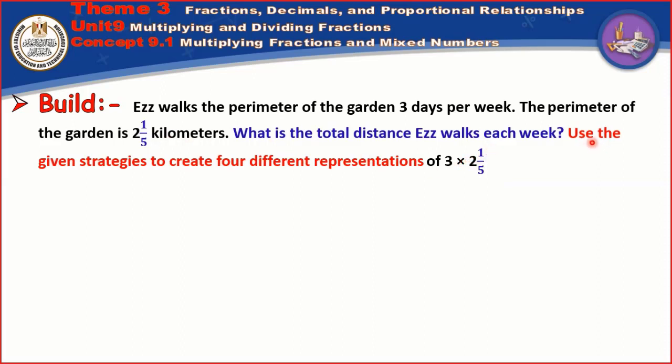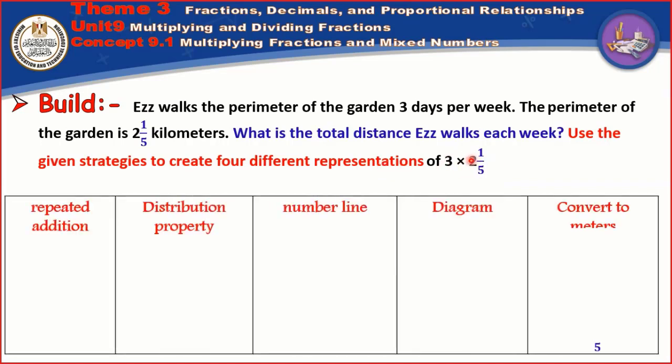Okay, what does it say here? Use the given strategies to create 4 different representations. He gave me 4 strategies. I want to do this multiplication equation by 4 strategies. Let's see. First one, repeated addition. Second one, distributive property. The third, number line. Fourth one, diagram. And we can also use convert to improper fraction. I can switch the fraction to an improper fraction and make the multiplication. Let's start with the first one.